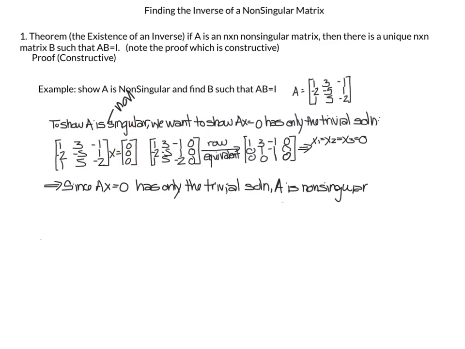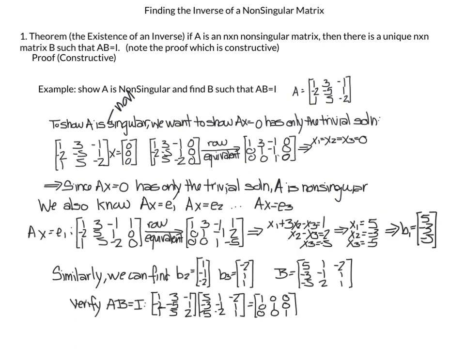So here's our matrix equation AX equals 0. To solve this system of linear equations, we're going to row reduce the augmented matrix. This augmented matrix row reduces to 1, 3, negative 1, 0, 0, 1, negative 1, 0, and 0, 0, 0, 0, which means that x1 equals x2 equals x3 equals 0. And since AX then has only this trivial solution, we can say that A is non-singular. And we can continue finding the matrix B, which is our inverse.